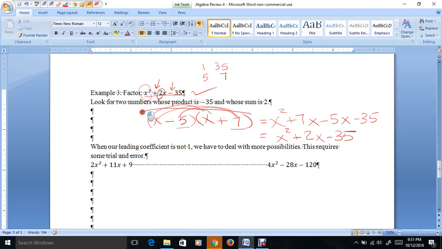But this would be the answer. This would be the factorization of this trinomial. We broke it up into two binomials. So let's look at some more examples.